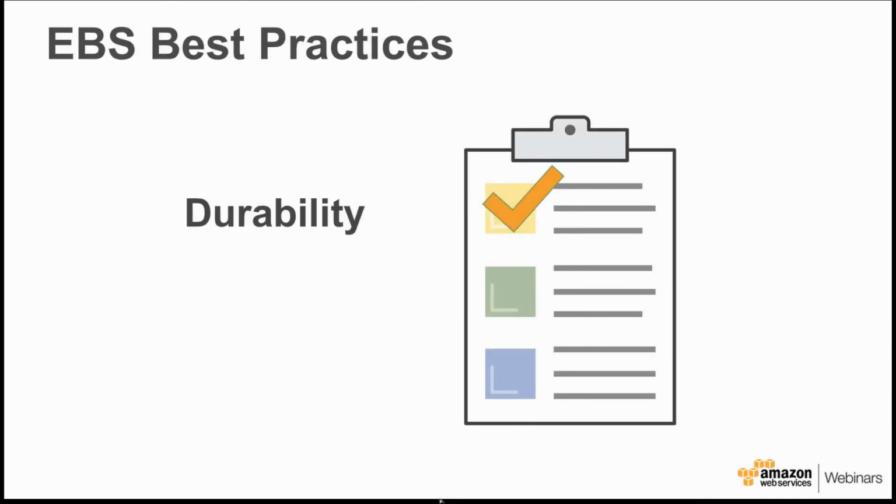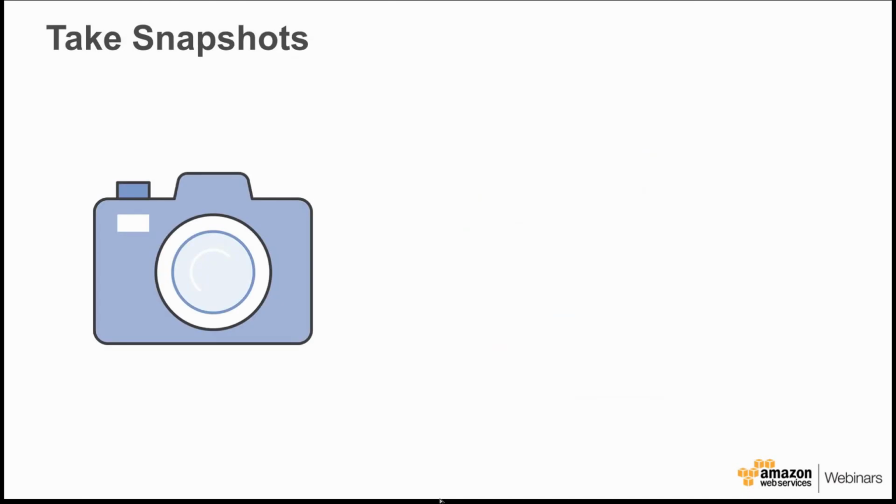In this next section, we talk about best practices for durability. And the first thing that we really recommend for your customers is to take snapshots of your volumes. Snapshots are incremental backups, meaning only the blocks on the volume that have changed since the last snapshot was taken are saved to S3. All snapshots will contain all information needed to restore your volume to the instance that a snapshot was taken. You don't need to worry about deleting a snapshot and not being able to create a volume from another.